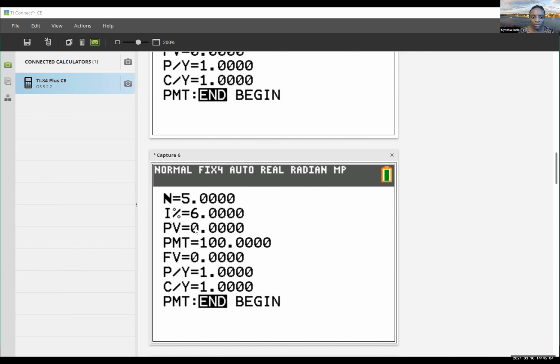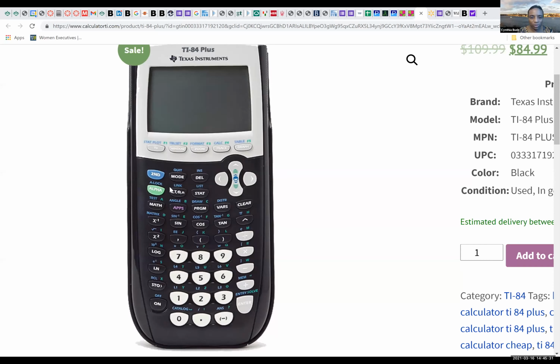So you put your cursor on the present value line and you're going to hit the alpha key, which on my calculator is green, and the enter key. And I have a picture of the TI-83/84. Let's see, where is it? I think it's here. Yes. Okay, so I'm just using this to show you a picture of it.